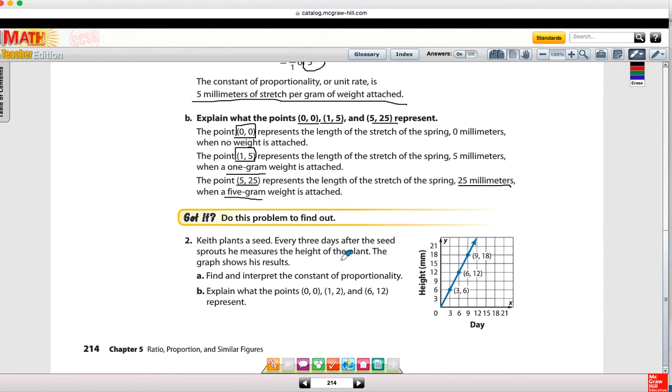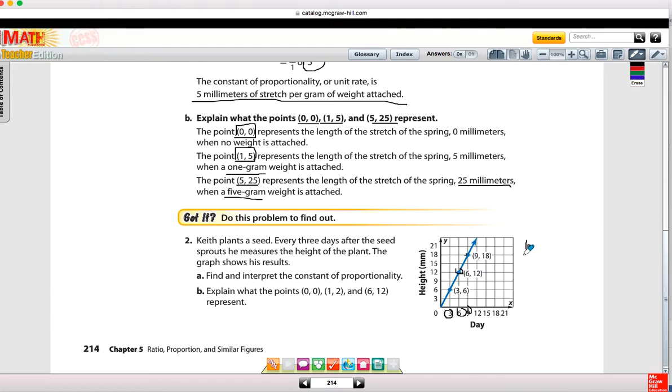Keith plants a seed every 3 days. After the seed sprouts, he measures the height of the plant every 3 days. The graph shows the result. Find and interpret the constant of proportionality. Okay, so we have on the 3rd day, it is 6. On the 6th day, it is 12. On the 9th day, it is 18.